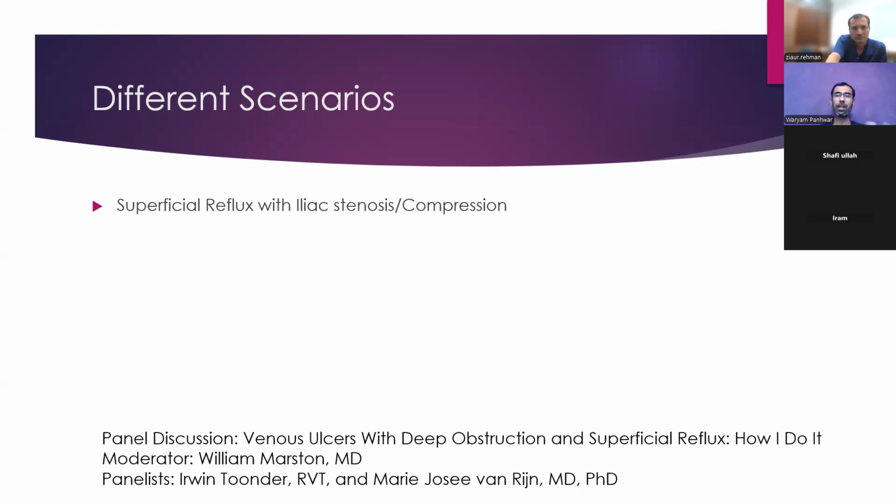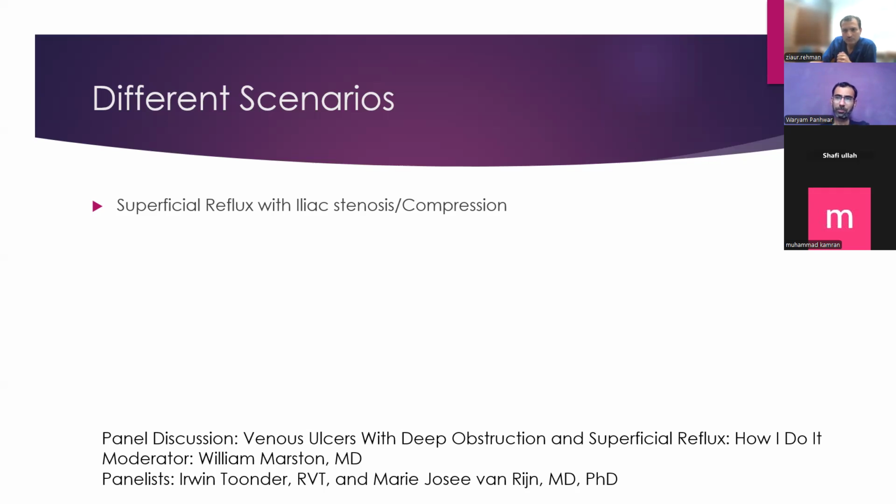We have talked about some things in the presentation. One opinion: we should first go for the superficial reflux, and then if the condition is not improving, go for the iliac stenosis or compression. Another opinion, from Kamran: my choice is to first go for the deep venous issue, if the facility is available. If the symptoms persist, then I will go for the superficial.